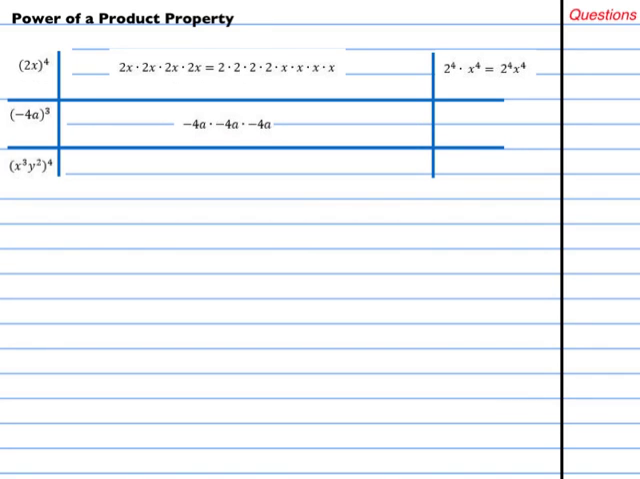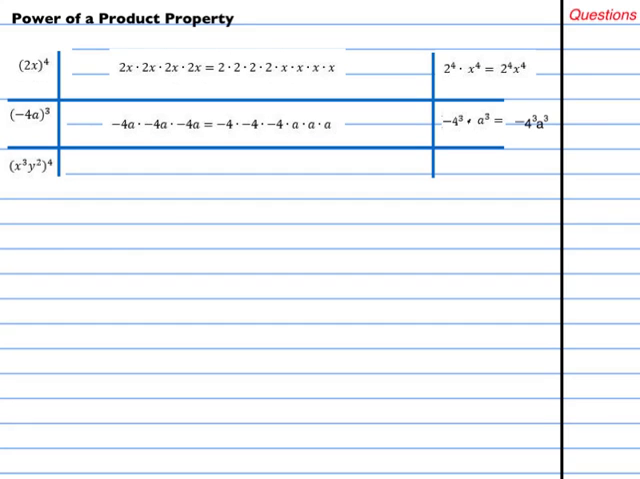So here I'm going to take the 3, and negative 4a to the 3rd power gives me negative 4a times itself 3 times. Put my constants together and put my variables together. And that gives me negative 4 to the 3rd power times a to the 3rd power. Negative 4 to the 3rd times a to the 3rd is how that simplifies.